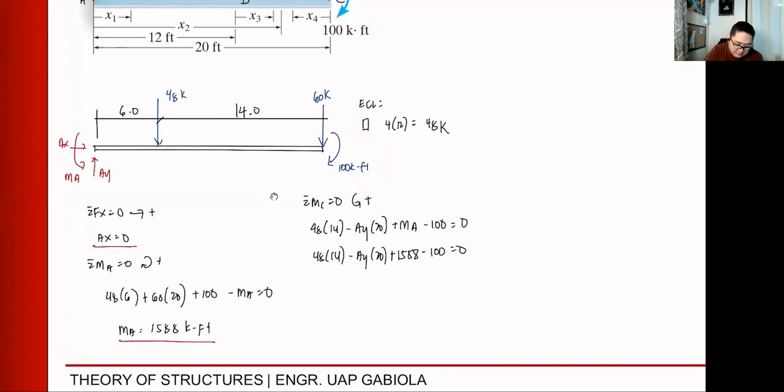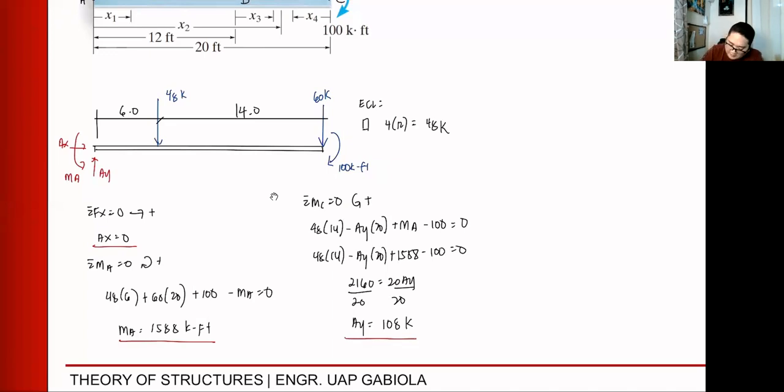48 times 14, 1588 minus 100. Transpose natin si AY. So 2160 equals to 20 AY. Divide natin both side by 20. We have AY is equals to 108 kips. Okay?